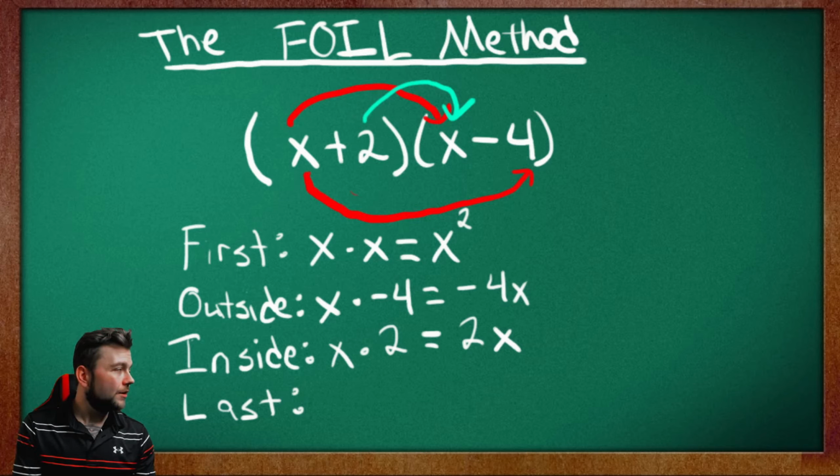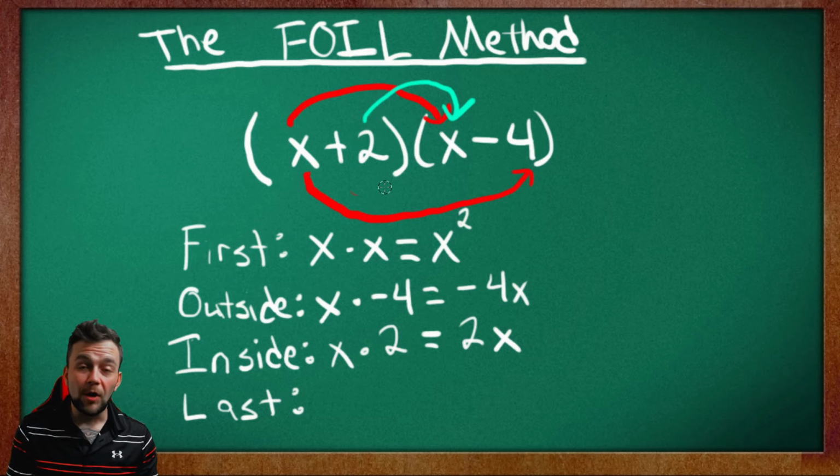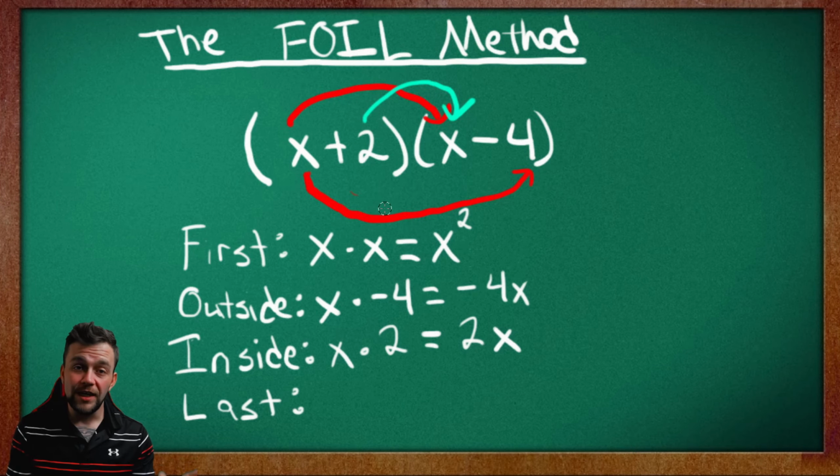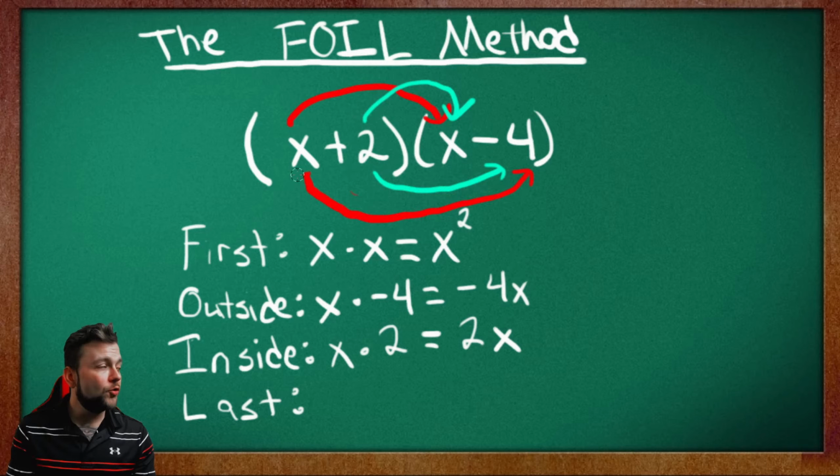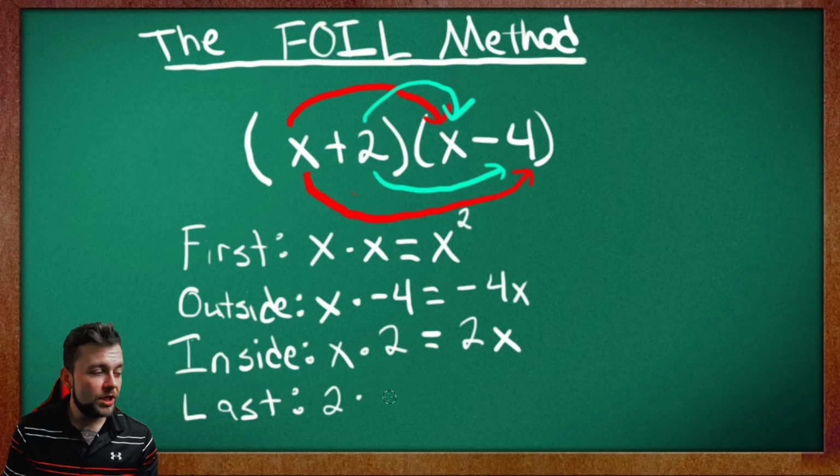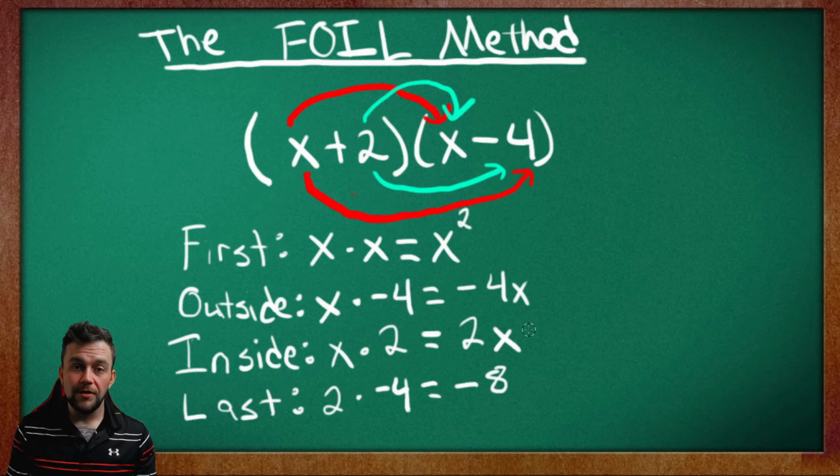Last. So we multiply the last terms of each factor. So we have 2 times the minus 4. And what is 2 times a minus 4? That equals a negative 8. Okay? 2 times a minus 4 is a negative 8.